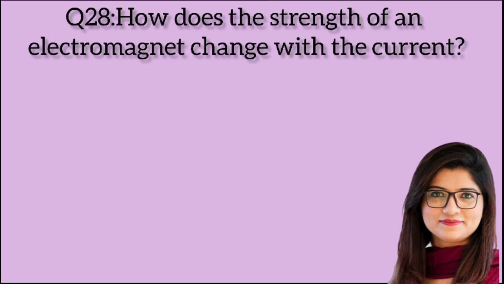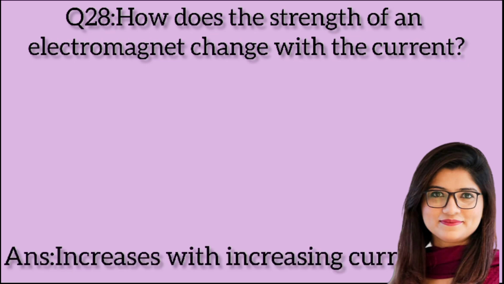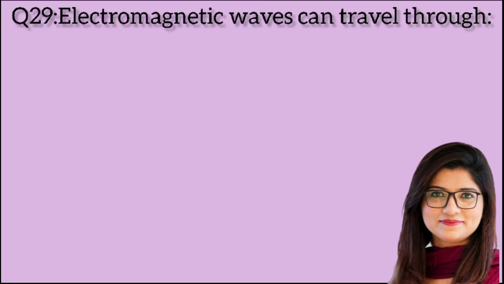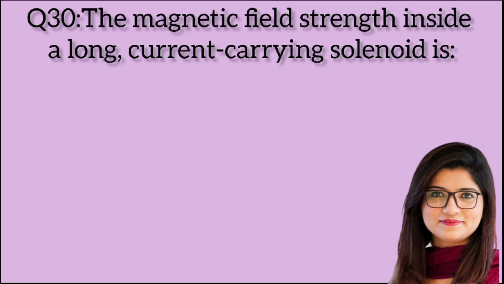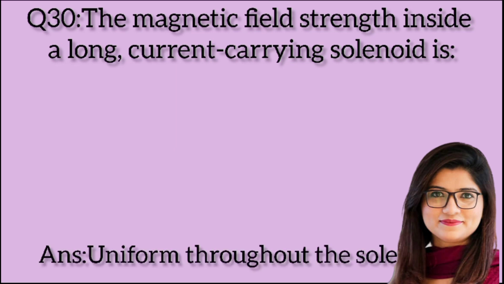Question 28. How does the strength of an electromagnet change with the current? Answer: increases with increasing current. Question 29. Electromagnetic waves can travel through. Answer: vacuum. Question 30. The magnetic field strength inside a long current carrying solenoid is. Answer: uniform throughout the solenoid.